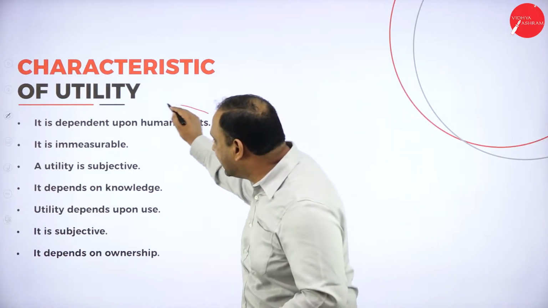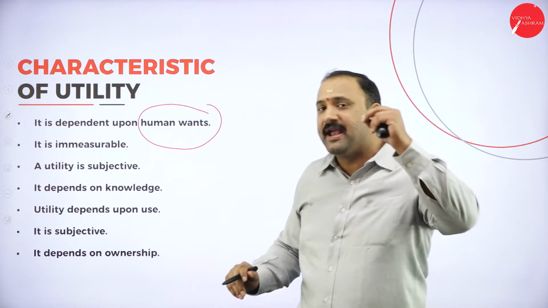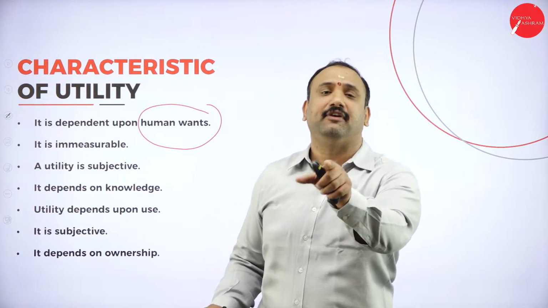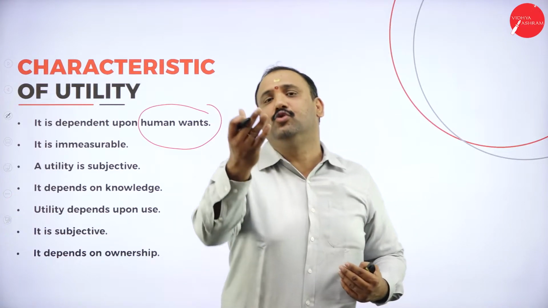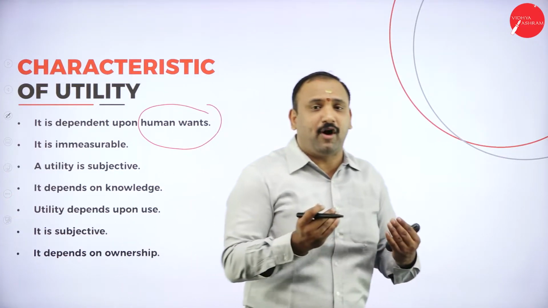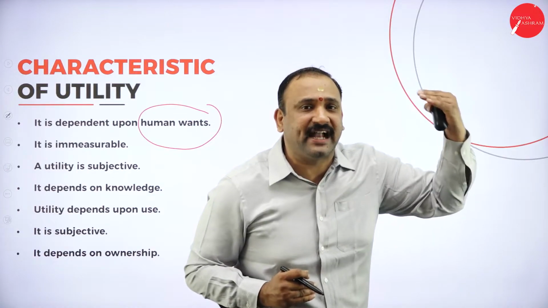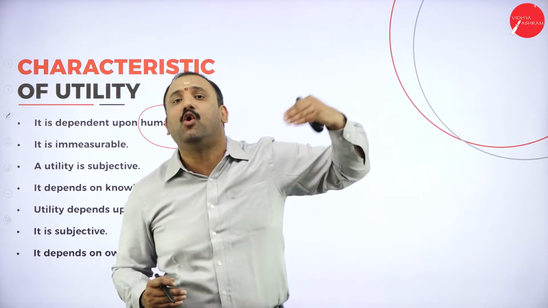Followed by the characteristics of utility. It is dependent on human wants. Based on your want, based on your capacity, the utility factor will differ. It is not common for all. I might like ice cream, you may not like ice cream. So for me, ice cream will be on the topmost priority because that gives me a higher level of satisfaction when I consume more and more.